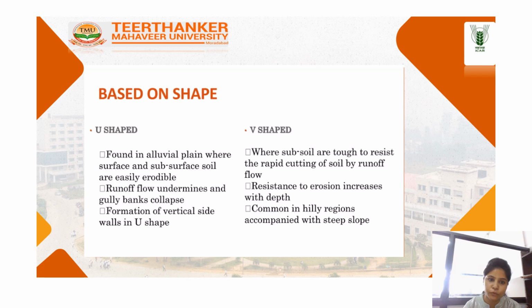What about the U shape? Runoff flow undermines and gully banks collapse, and vertical side walls form in the U shape. In the V shape, resistance to erosion increases with depth. It is common in hilly regions and is associated with steep slopes.